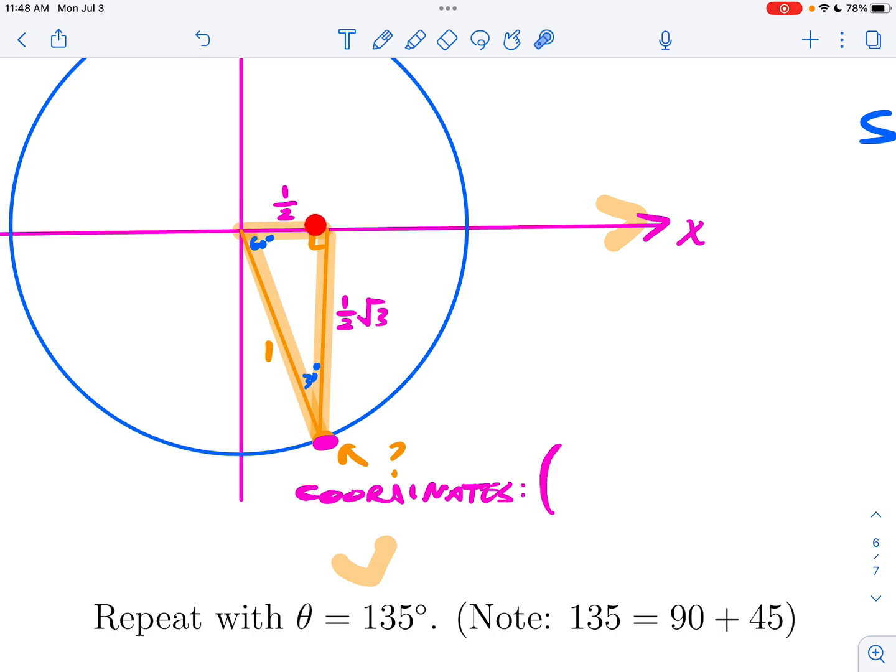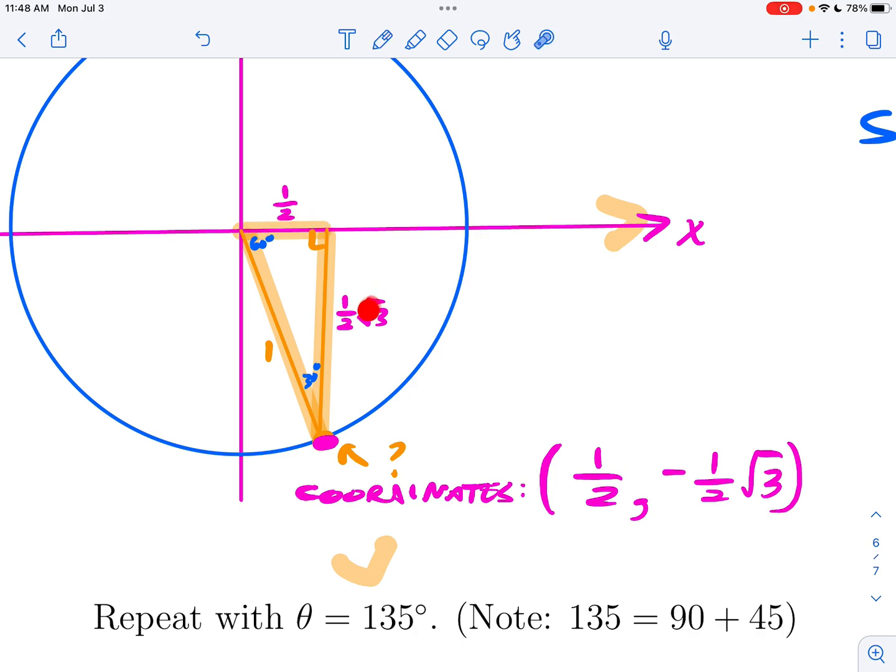I've gone forward 1/2 of a unit, so the x-coordinate is 1/2. And I've gone down 1/2 times root 3, so the y-coordinate there is actually a negative number. This is something we'll be doing occasionally.